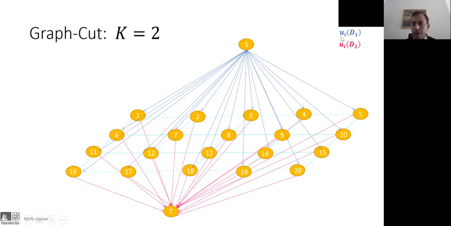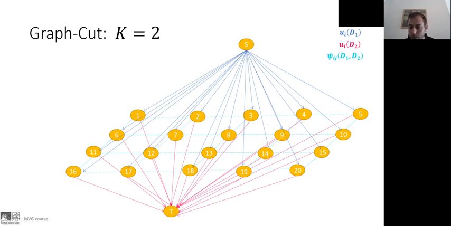Okay, so I connect S to every node. Here I have 20 pixels denoted from 1 to 20. So I connect the source to every pixel, and the capacity will be U_i(D1). And I also connect every node to the target, where the capacity will be U_i(D2) for the red edges. And also I again have a psi_ij from neighboring pixels in the 2 directions.